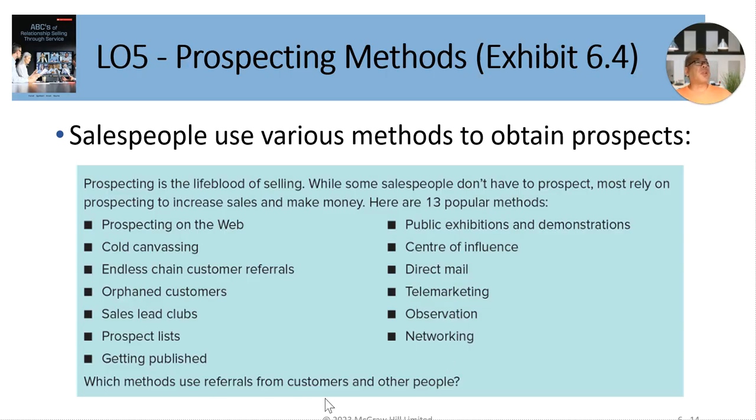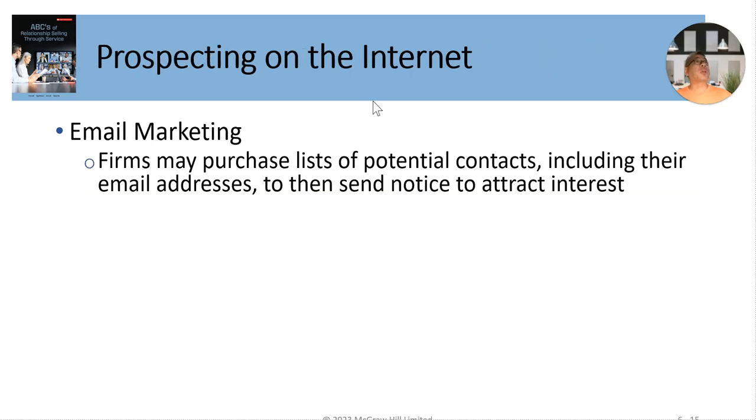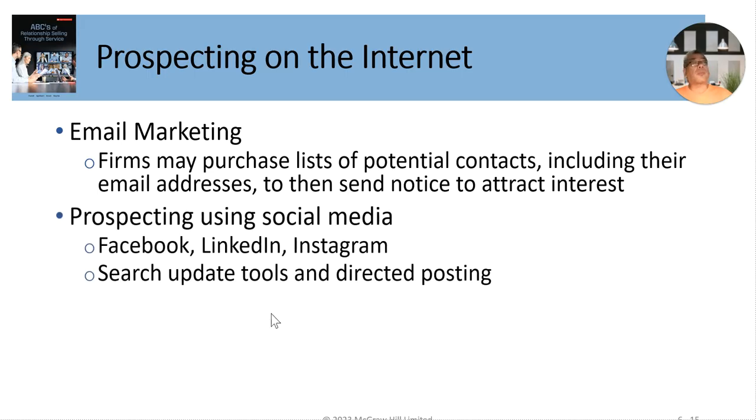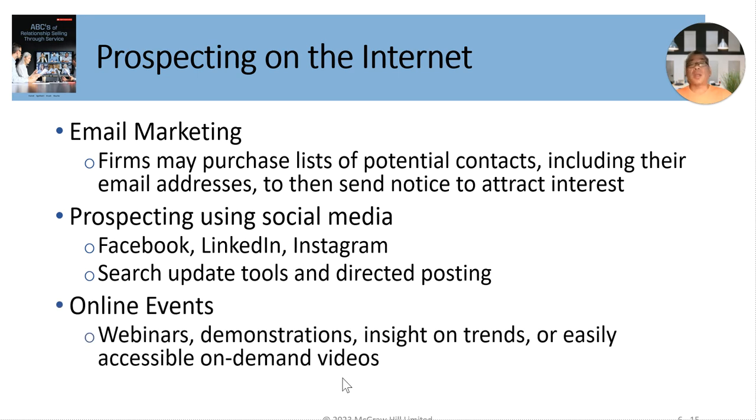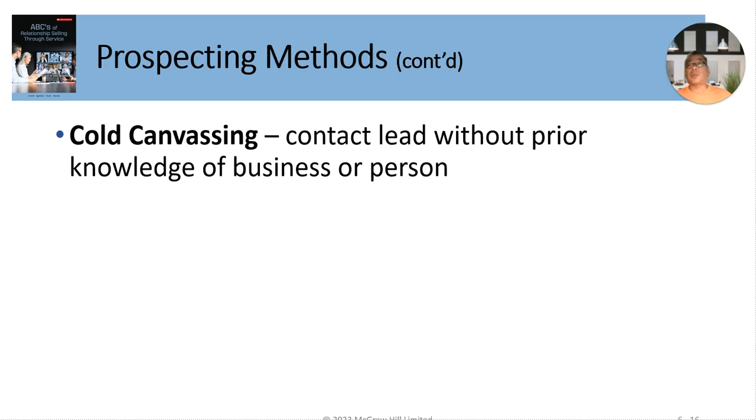Which method you prefer, you can also get referrals from customers and other people as well. Okay, these are the things that you're going to do. Prospecting on the internet, doing email marketing from a purchased list of potential contacts, including their email addresses, to then send notices to attract interest. Prospecting using social media, Facebook, LinkedIn, Instagram as well. Search the tools and do direct prospecting, okay? Online events, webinars, demonstrations, insights on trends, and easily accessible on-demand videos.